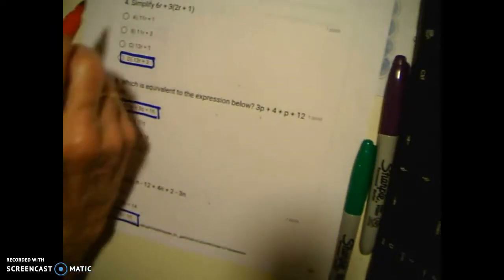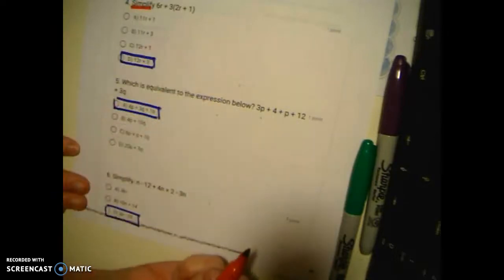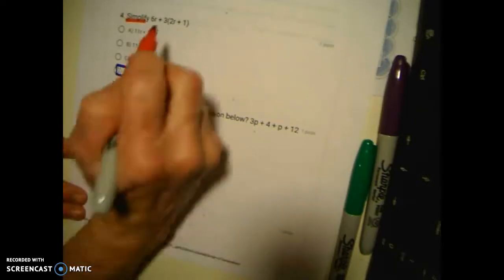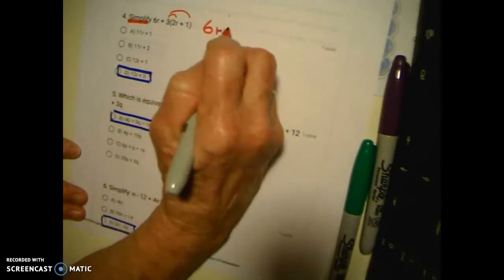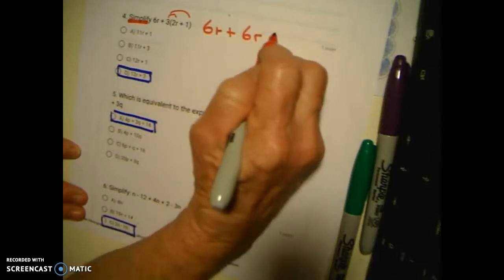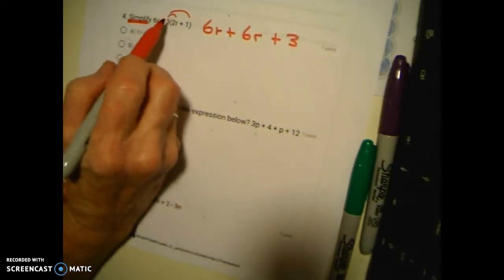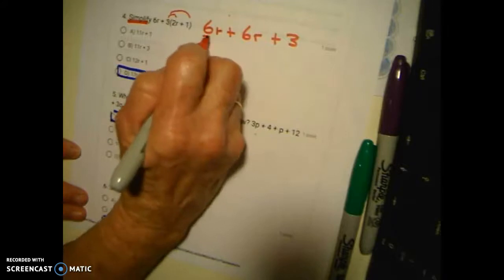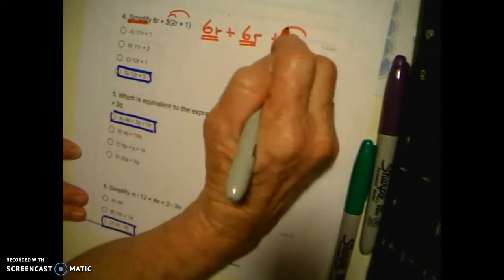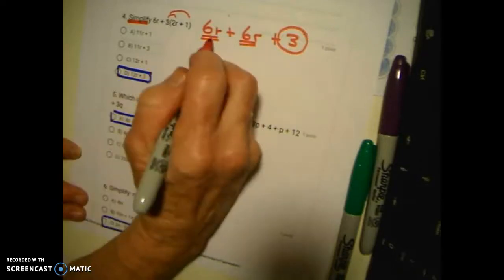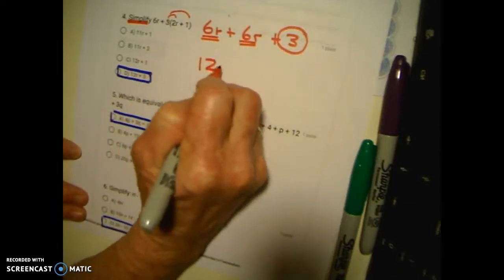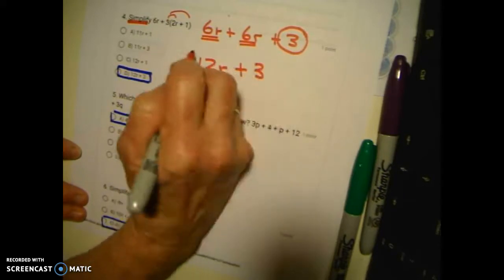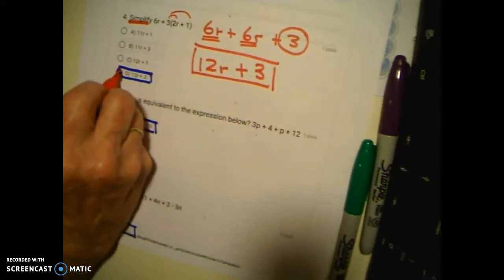Question number 4. Again, simplify, so I know that I'm going to be just looking at like terms, but this is simplification with a twist. I have to distribute this first before I start simplifying. So I have 6r plus 6r plus 3. Remember that 3 times 2r is 6r, but the 3 times 1 is just 3. I can see I have 2 with r's in them, and then I have one lonely 3 out here. So 6r plus 6r is 12r, and then I just bring the 3 because it is not a like term at all. The correct answer choice is D.